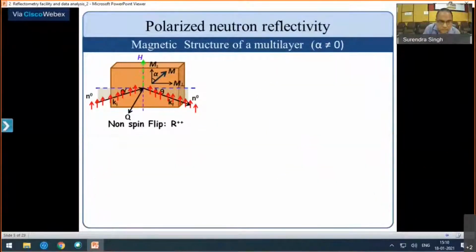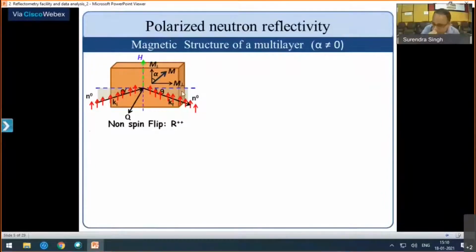Now we have another case where we have magnetizations in the magnetic sample which are not aligned along the applied field. So the magnetization will now have M parallel and M perpendicular components. Please remember this M parallel and perpendicular component we are saying is in the plane. As I said earlier, out of plane we cannot say anything.